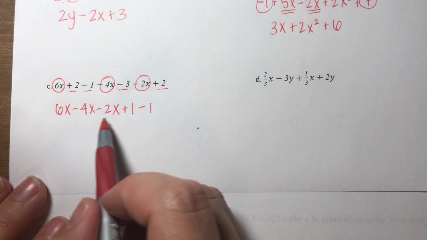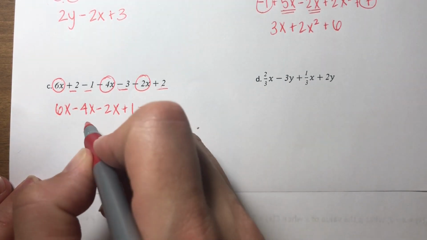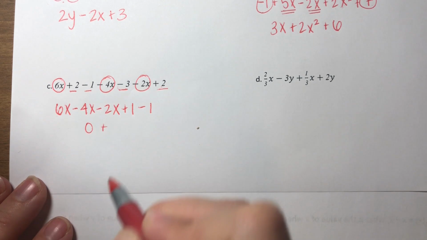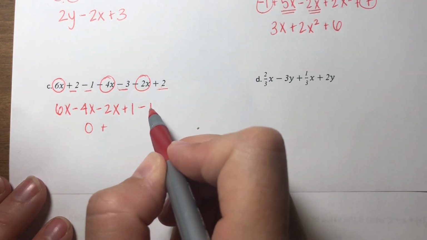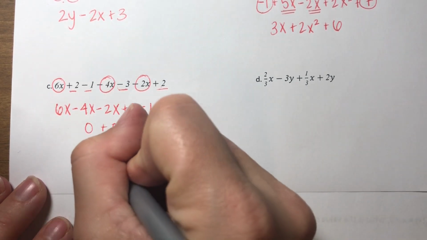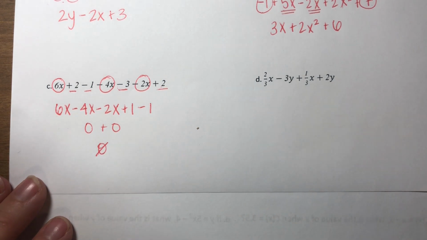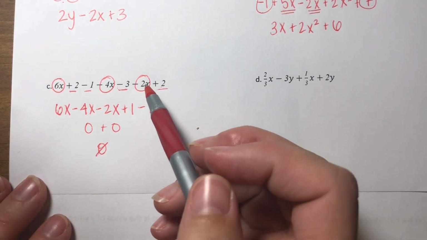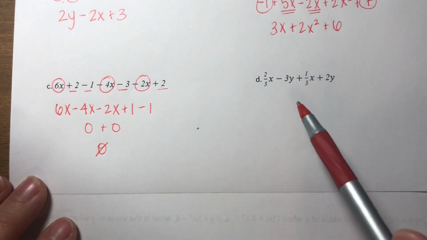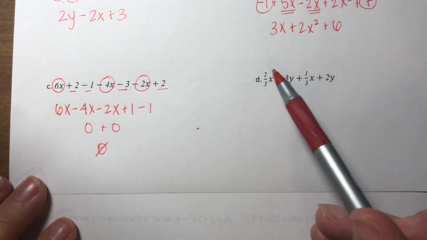So now if we go back, remember we said this zeroed out. So 0 plus 1 minus 1, that's also 0. So our final answer here is 0. And that's okay. Doesn't mean that you did anything wrong. It just means everything eliminated each other. All right, so moving on to this guy.